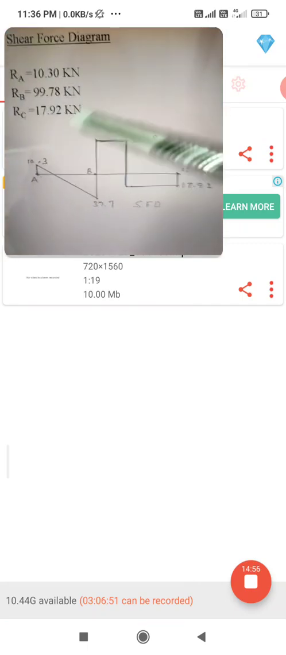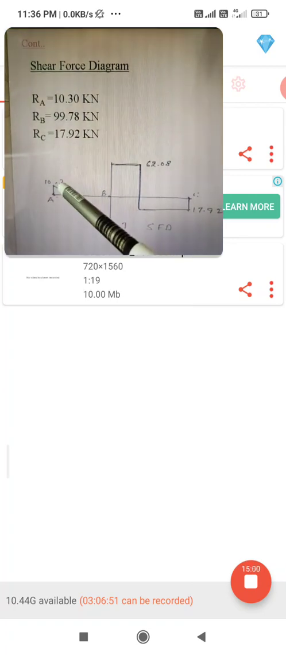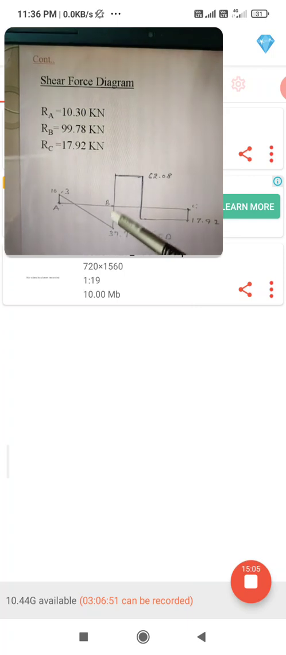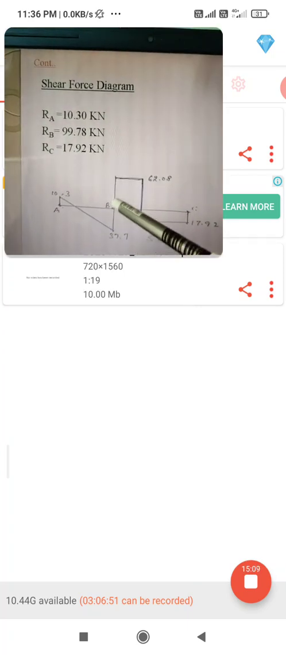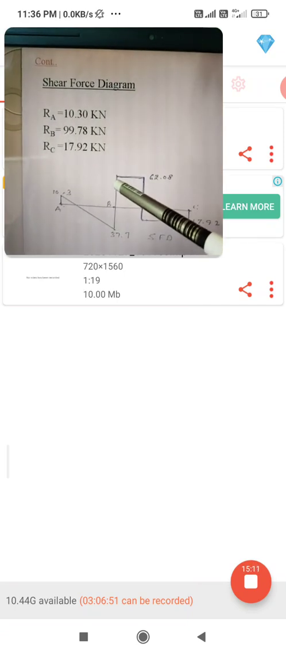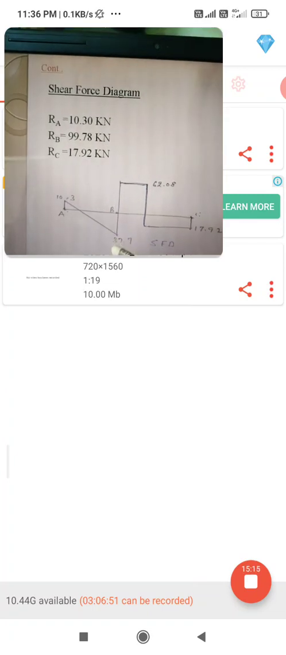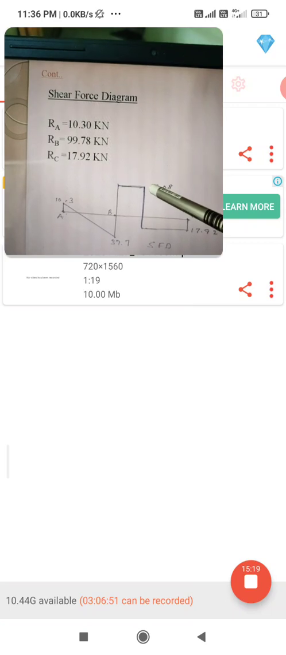So I will repeat. Here 10.3 will be the RA reaction, an upward reaction, and this will be the negative one because the reaction is here. So what is the total reaction? Total height is RB, 99.78. The total is 99.78 minus 37.7, so you will get 62.08.